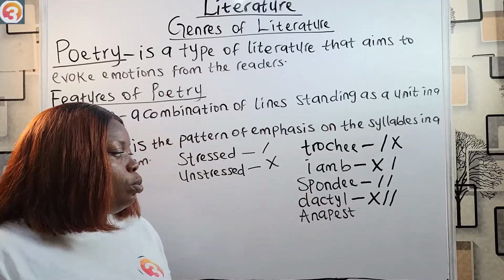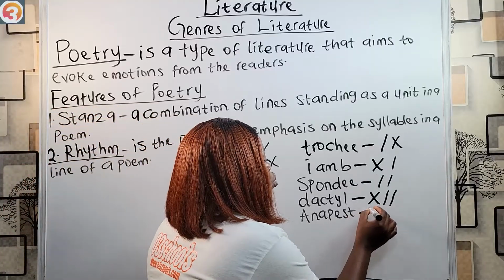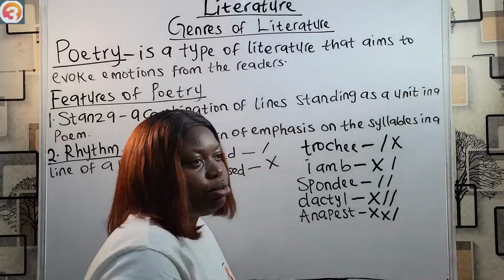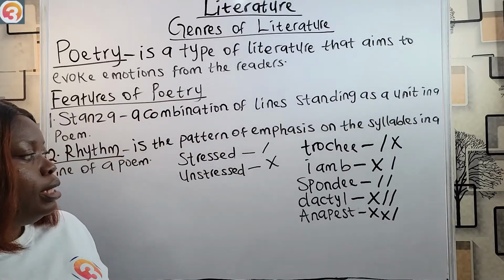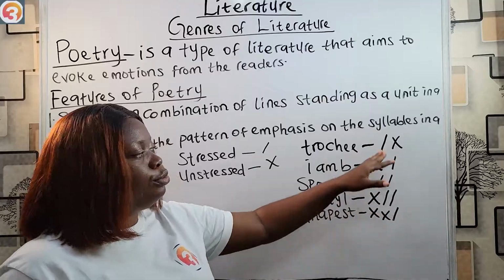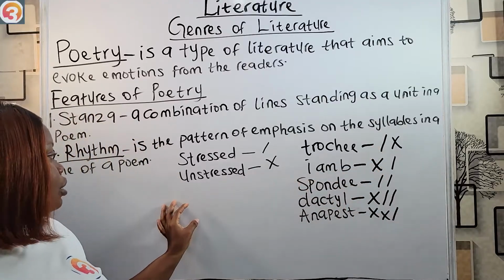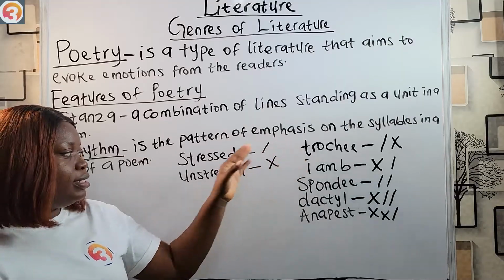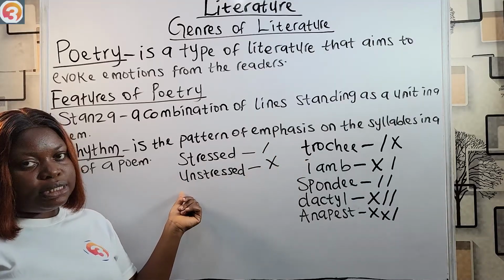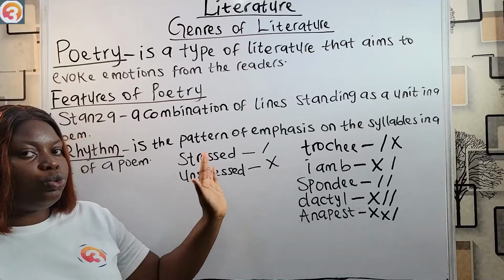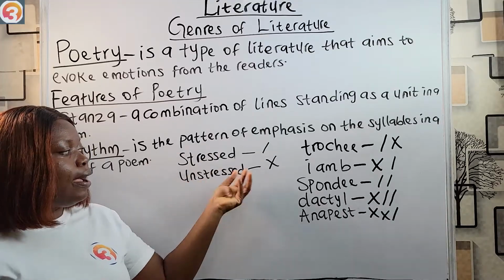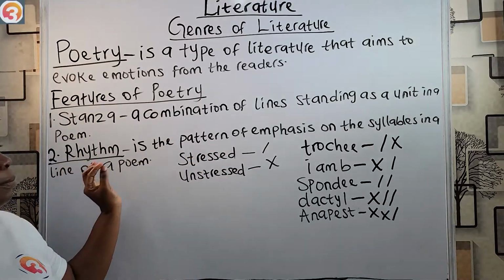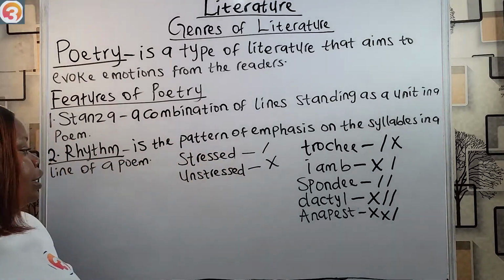Then anapest is still the opposite of dactyl, which means two unstressed syllables, then a stressed syllable. Two unstressed syllables followed by a stressed syllable. This is the most common rhythm that we find in poetry these days. So don't forget the pattern of emphasis. In emphasis, we have stressed and unstressed. It's either the syllable is stressed or the syllable is unstressed. So depending on how these are arranged, that's what I mean by pattern. We are now dealing with rhythm: the pattern of emphasis on syllables in a poem.